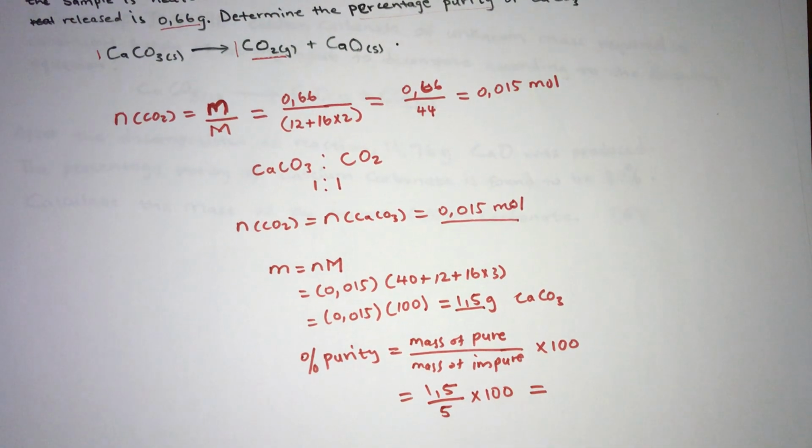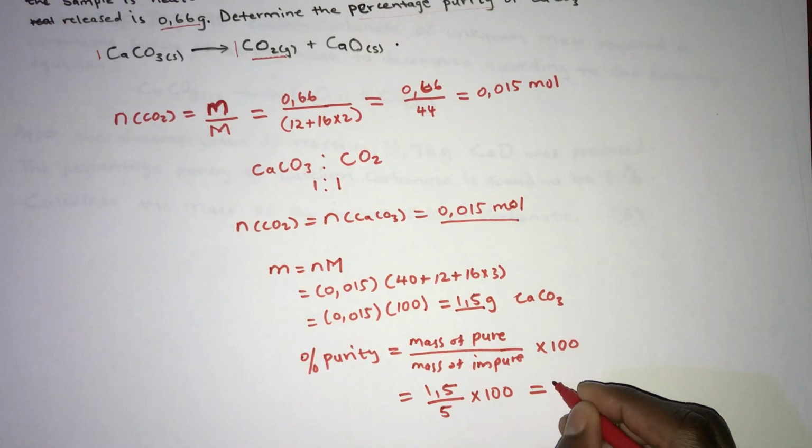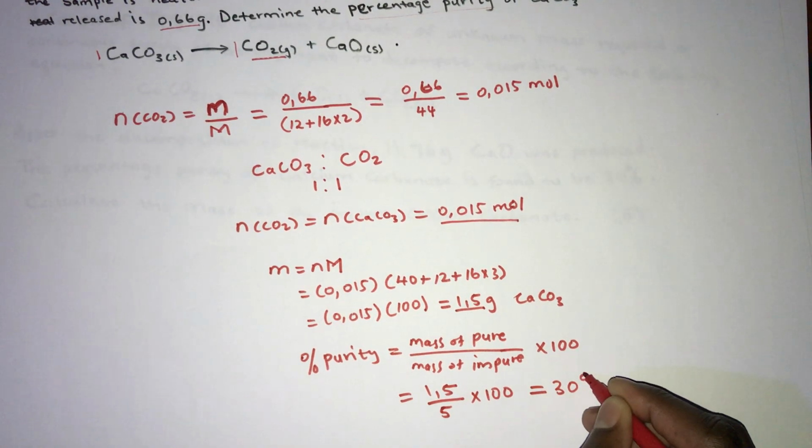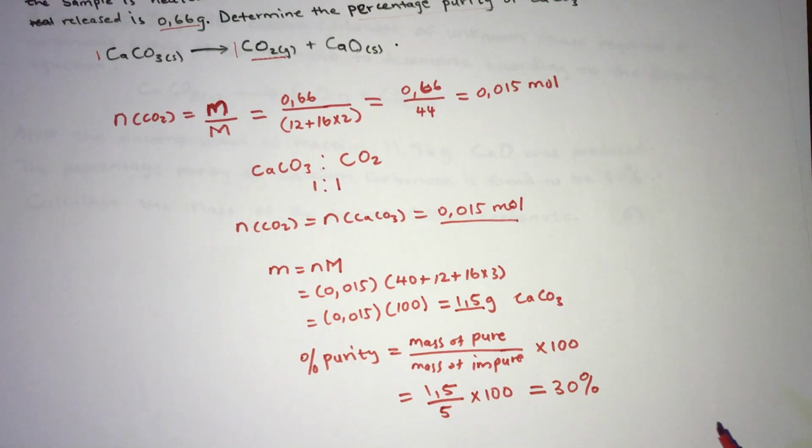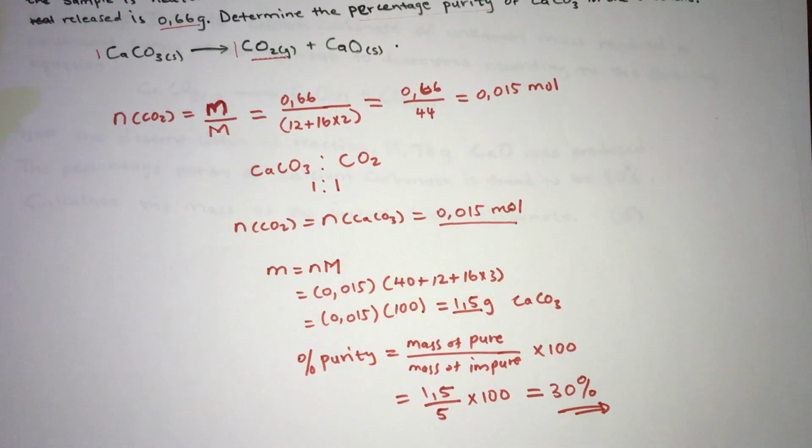The answer gives us 30%. So it means that the percentage purity of the calcium carbonate in the seashell is 30%. Let's check the next question.